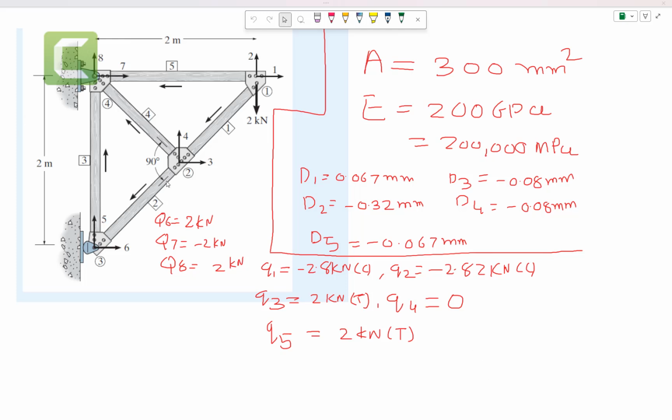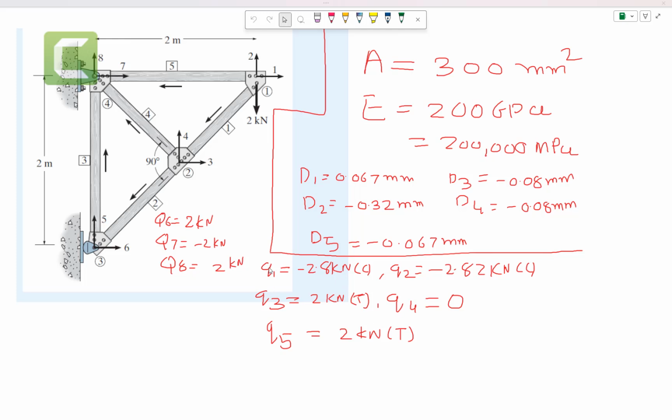This video explains truss problems using software analysis. Area is given as 300 millimeters square. Young's modulus is 200 megapascals. Displacements for all the free degrees of freedom, which are D1, D2, D3, D4 and D5, are calculated by hand. And the reaction forces at the roller support 6 and the pin supports 7 and 8 are given here.